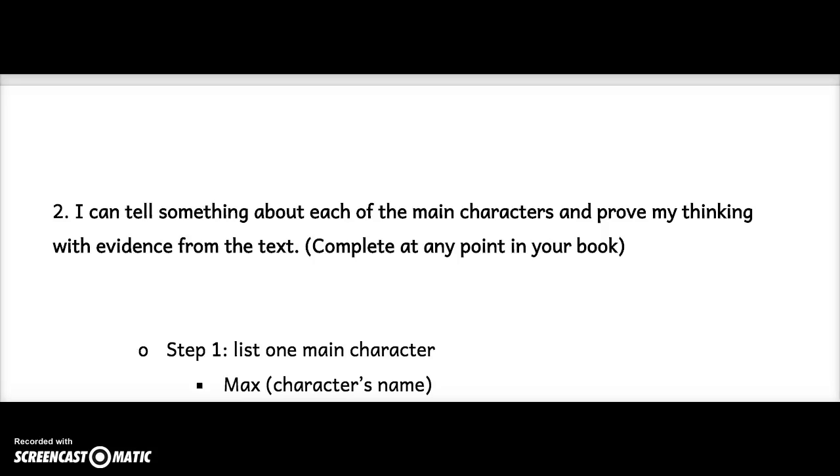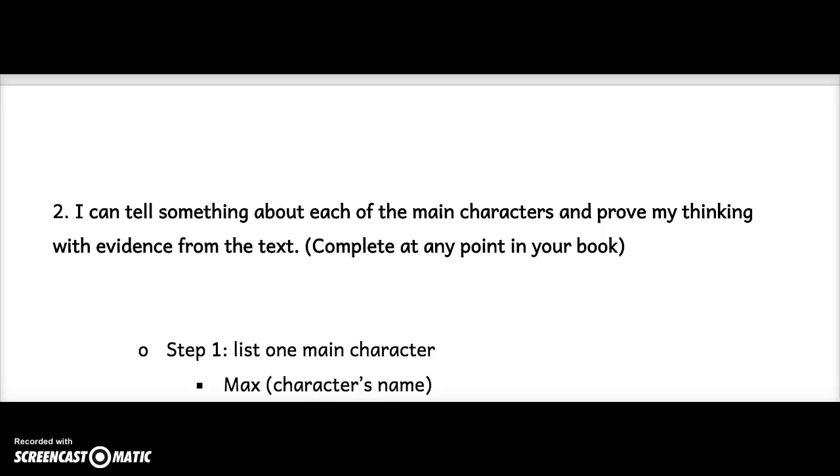So this is I can statement number 2, which says I can tell something about each of the main characters and prove my thinking with evidence from the text. And this I can statement can be completed at any point in your book. So what you're going to want to do is think about your main characters, and think about what their character traits are.